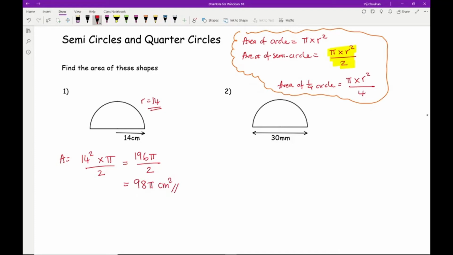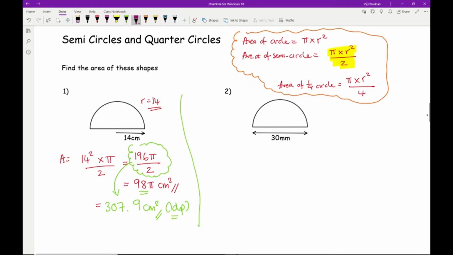Now if I then want to work out the numerical value, then all I need to do is enter this on my calculator. And if I type that into my calculator, 196 pi divided by 2 gives me an answer of 307.9 centimetre squared to 1 decimal place. And again, if a question doesn't specifically ask you for rounding, you could leave your answer in terms of pi. So I could leave the answer as 98 pi, which is what my calculator tells me. I can write down all the numbers that are on my calculator, or I can round up, making sure that you don't forget the units and you don't forget what you've rounded it up to.